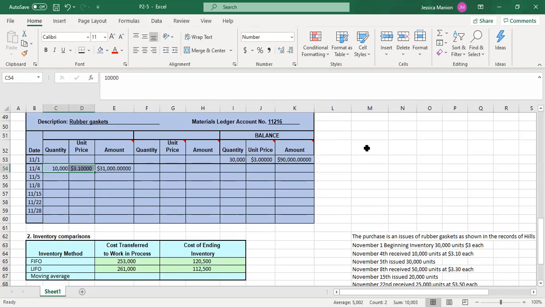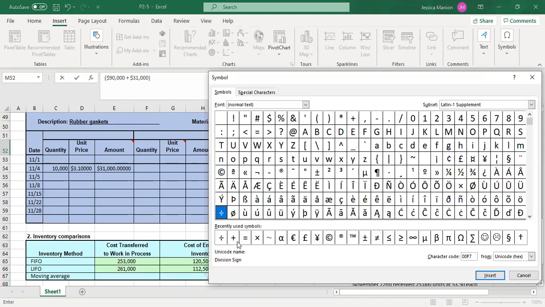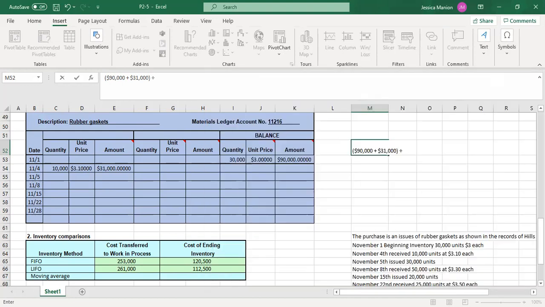So again, to get the weighted average, we're going to take $90,000, that's the total cost, and let me put dollar signs in here just so we're being absolutely clear. $90,000 plus $31,000, right? That's the total cost of the 10,000 units. So that's going to be our numerator, the total cost of goods available for sale. And then we're going to say divided by the total number of units available for sale, 40,000 units. And that's going to equal, so $121,000 divided by 40,000 units, 3.025.